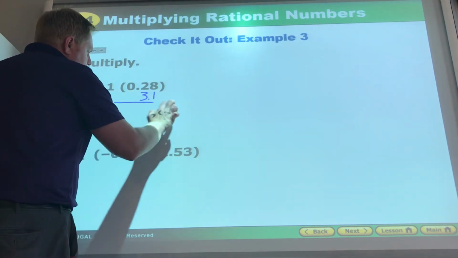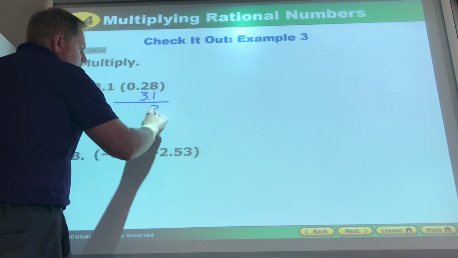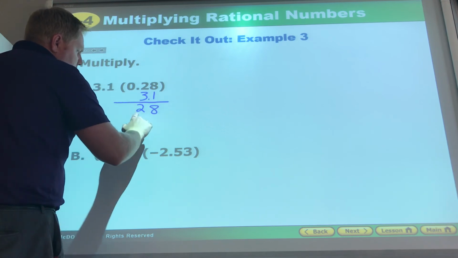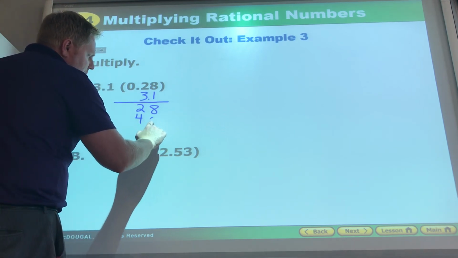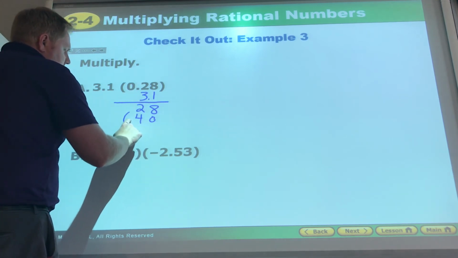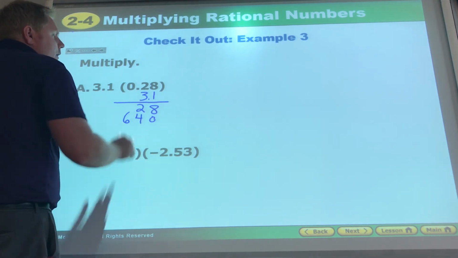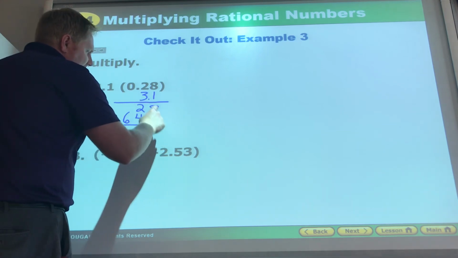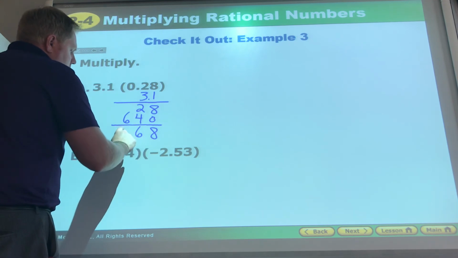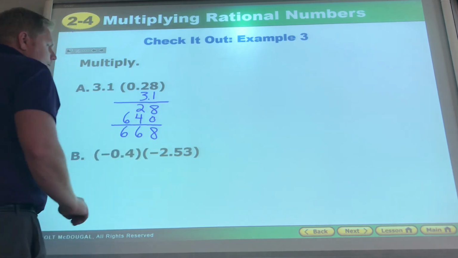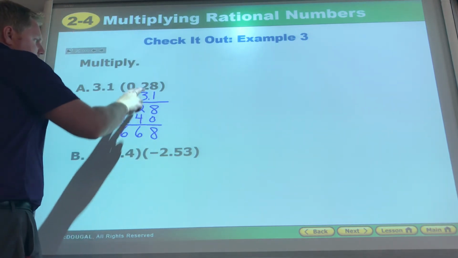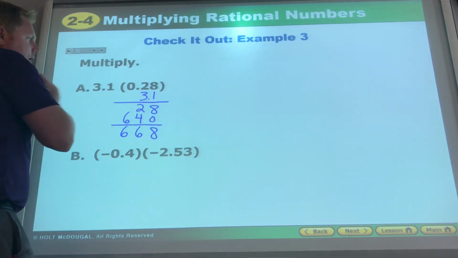3.1, 8, 2, 3 times 8 is 24. Oh, don't forget your placeholder here. Okay, that's 0. 3 times 2 is 6. Okay. Then we have to add these when we're doing multiplication by hand. 6. And we have 6. Okay. Now, 668 is not our answer when we take 0.28 times 3.